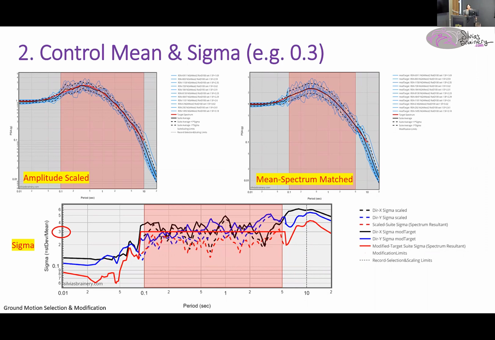And so now you see the figure on the right, and only in that period range, and I know it starts to look weird when you only do certain period ranges, I've stretched out my spectra. And so now if I look at the mean, I'm still right on. And if I look at the sigma of the spectrum resultant, which is the solid black line, I've got the 30% that I defined.